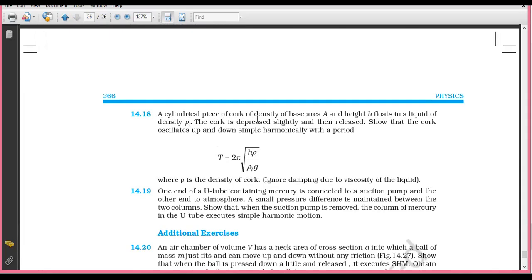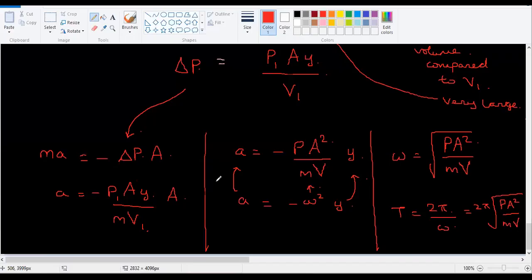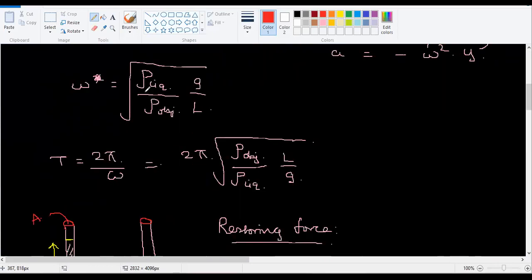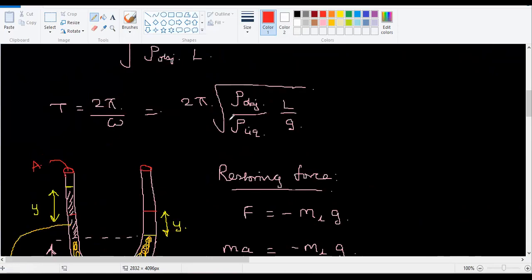A cylindrical piece of cork of density rho, base area A and height H floats in a liquid of density rho L. The cork is depressed slightly and then released. Show that the cork oscillates up and down simple harmonically with the period T equal to 2 pi square root of H rho by rho L g, where rho is the density of the cork. So this is what we derived right now, the very first derivation, the floating cork. So the time period happens to be rho of object divided by rho of liquid, times L by g.